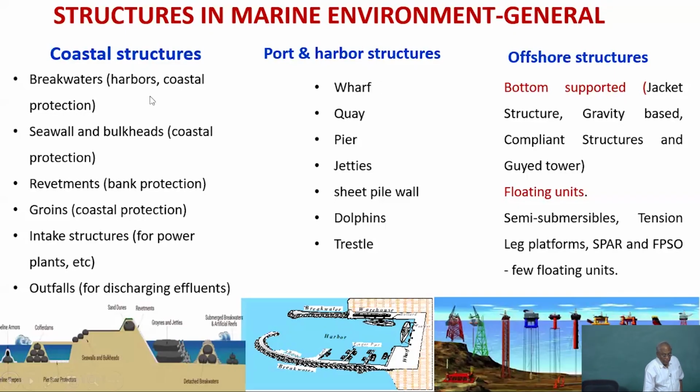If you look at the slide, you see the coastal structures. What are all the types of coastal structures we have? We have the breakwaters, which are used for coastal protection as well as for harbors, seawalls and bulkheads for coastal protection, revetments mainly for bank protection, then groins for coastal protection, and intake structures for power plants, and then finally outfalls for discharging effluent.